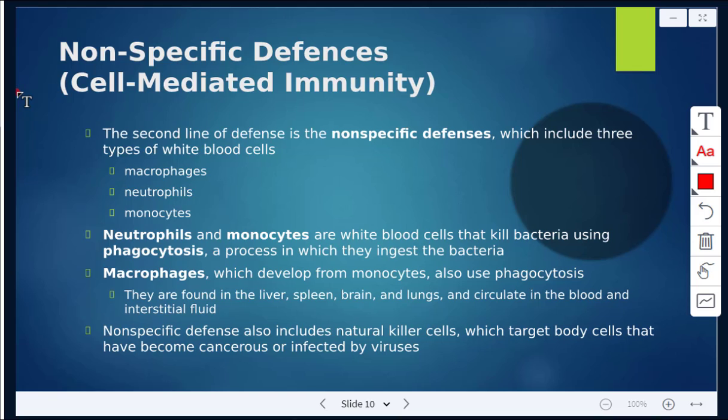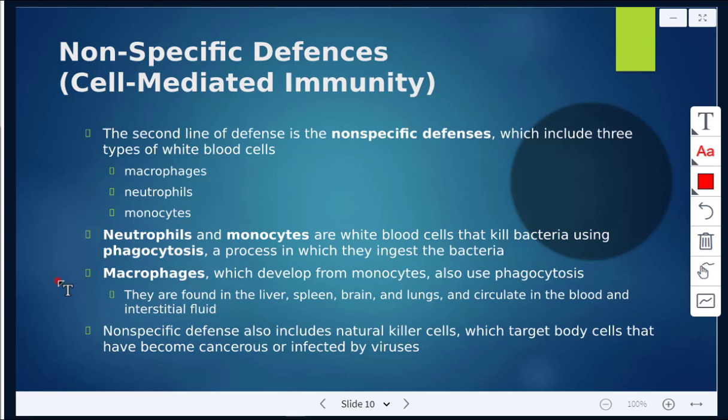Okay, next we'll look at non-specific defenses, or cell-mediated immunity. This is the second line of defense. The non-specific defense includes three types of white blood cells: the macrophages, the neutrophils, and the monocytes. The neutrophils and monocytes are white blood cells that kill bacteria using phagocytosis. This is a process in which they ingest the bacteria. Macrophages develop from monocytes and they also use phagocytosis.